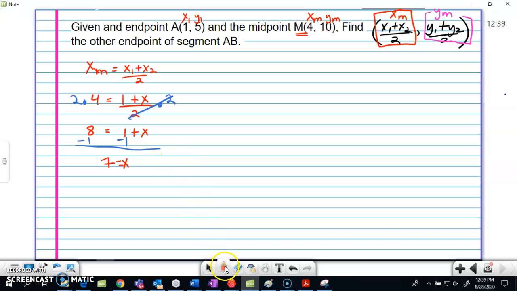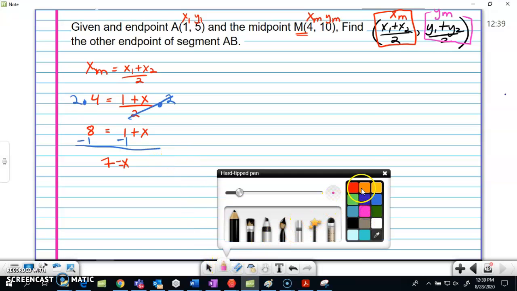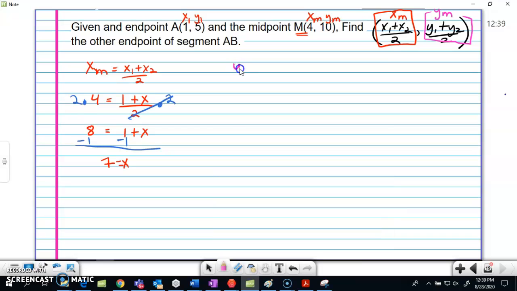All right, then we would repeat that same type of process for the y coordinate. So the y coordinate of the midpoint is y1 plus y2 over 2. The y coordinate of the midpoint, we were told here, is 10. Again, here's the midpoint, so this is the y coordinate. So the y coordinate of the midpoint is 10. Y1 is the y coordinate of the first endpoint, or in this case, the only endpoint we know. And then we don't know the other endpoint, so we would leave that as y.